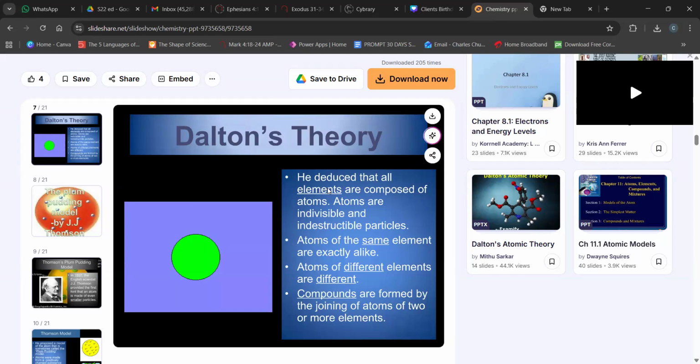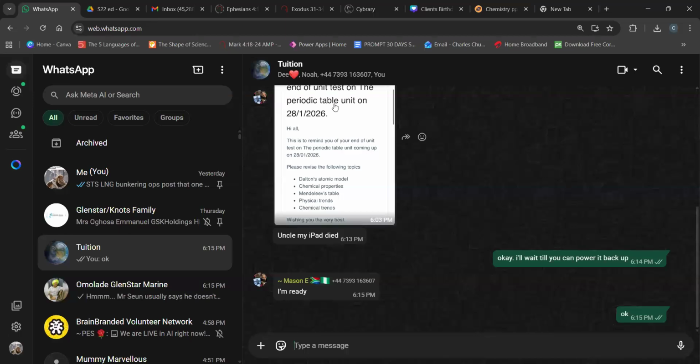Okay, but then let's see. Maybe by the time we look at the other model, we will be able to compare the next one with Dalton's own. Okay, so let me take a look at what you have after Dalton's atomic model.